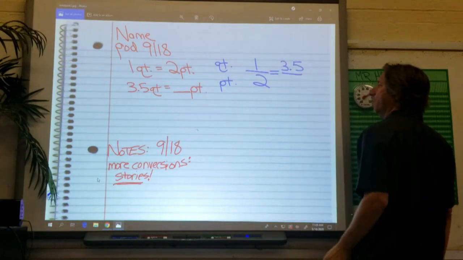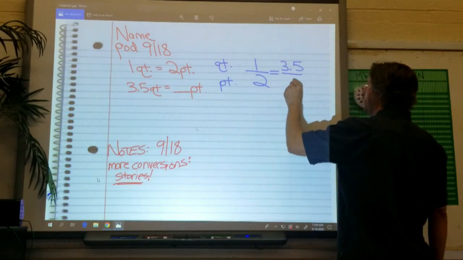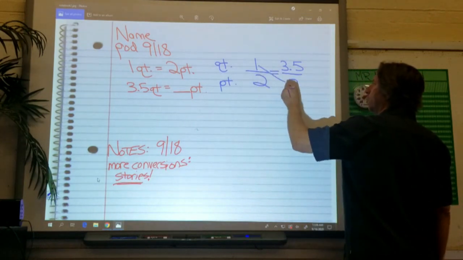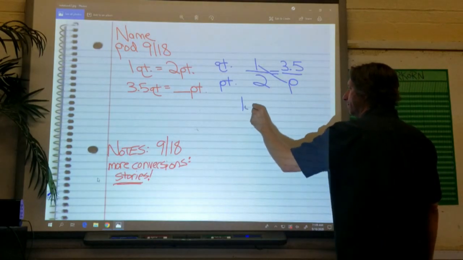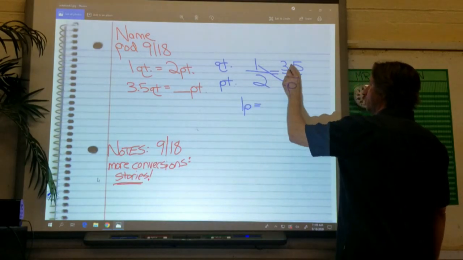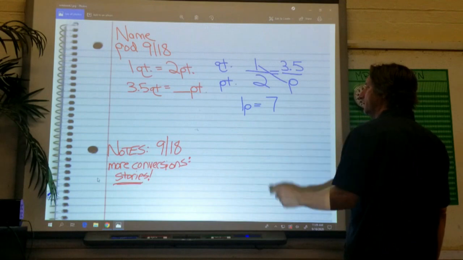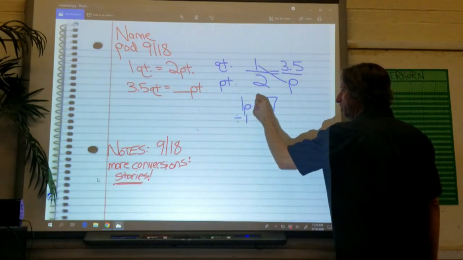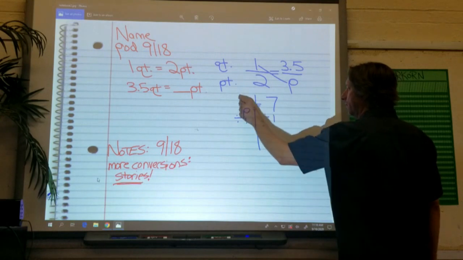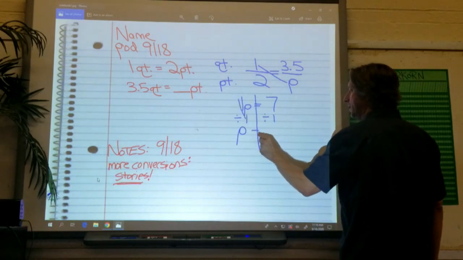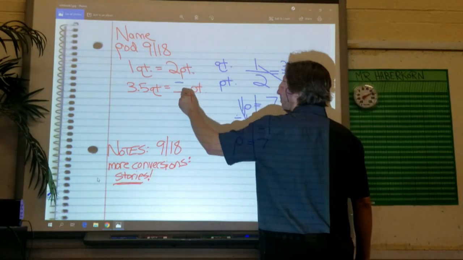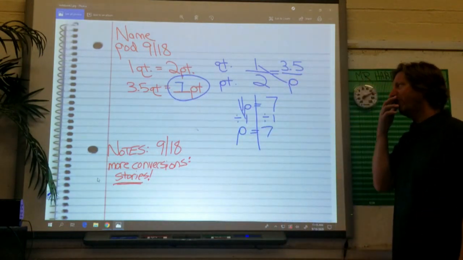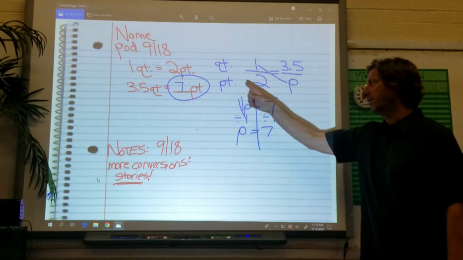And this is the one we don't know. We don't know how many pints. So I'm just going to put a P for pints. Oh, this is going to be an easy one. 1 times P is 1P. 3.5 times 2 is 7. Divide by 1 on each side. Those cancel out, and I get P equals 7, right? There's my answer. 7 pints. Figured out that the P is 7 pints.